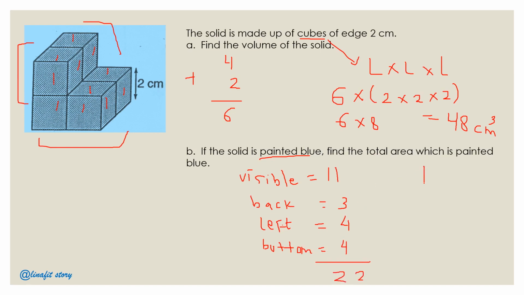How to get the area of a square? It's length times length. So to get the total area which is painted blue, it is 22 times 2 times 2. 22 times 4, the answer is 88 square cm.